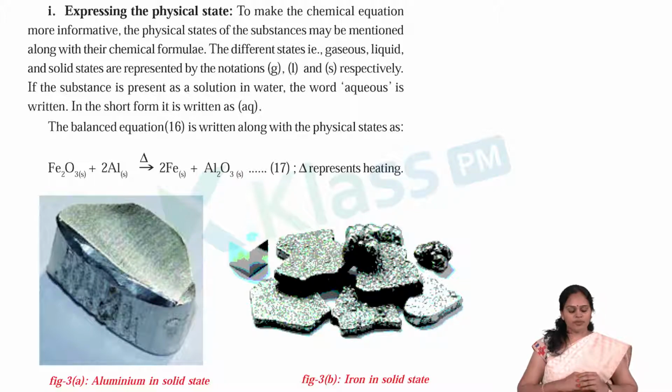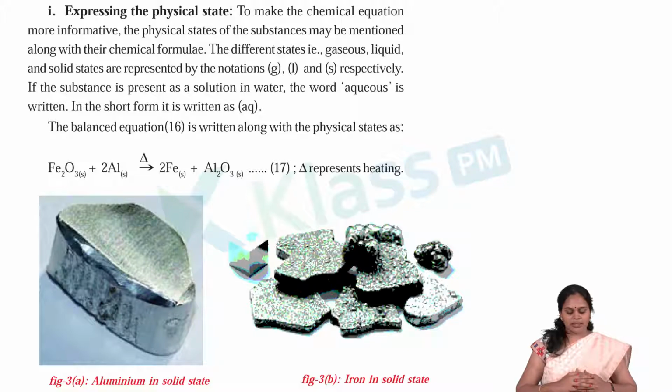To make the chemical equation more informative, the physical states of substances may be mentioned along with the chemical formulae. The different states, that is gaseous, liquid and solid states, are represented by noting g for gas, l for liquid and s for solid.